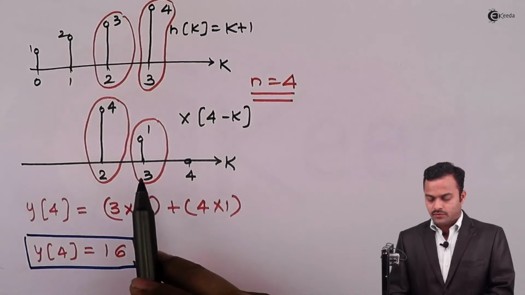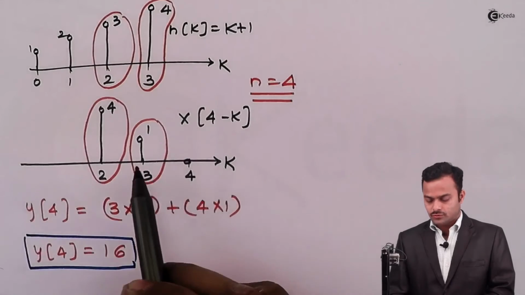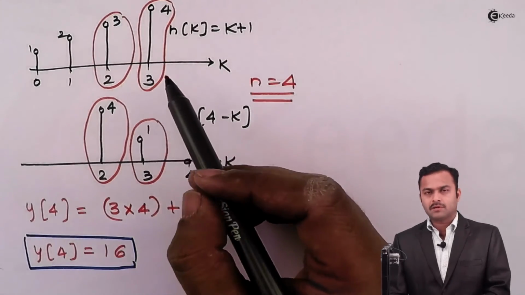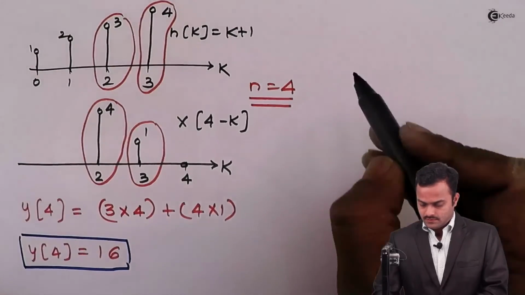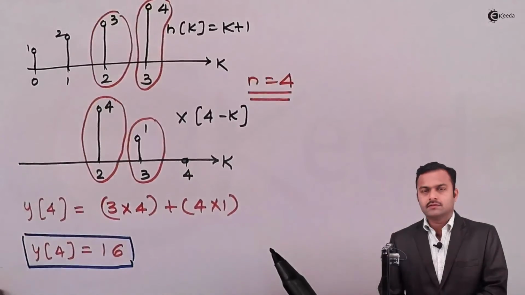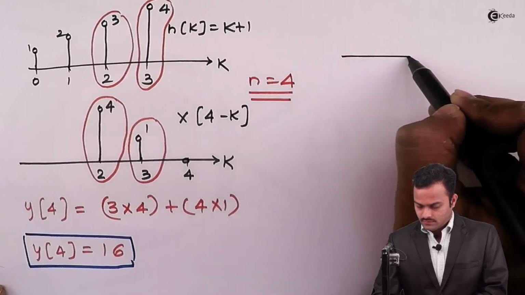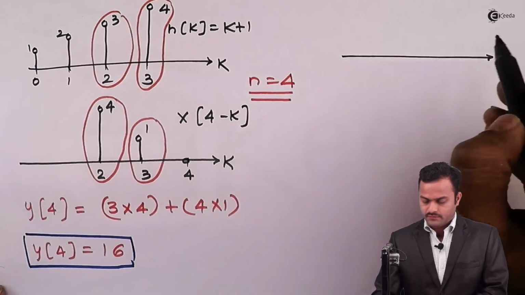I guess we need to do this exercise one more time because one more sample point will be common over here. So n equal to 5. Let's do it here. H of k will remain same.